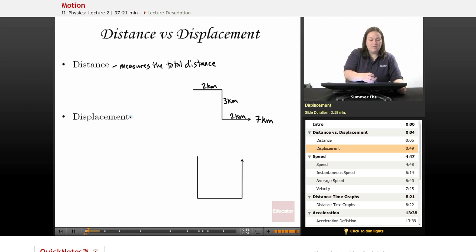If we were to find the displacement of that trip, what you need to look for is that displacement measures the distance from the start point of the trip to the end point of the trip.